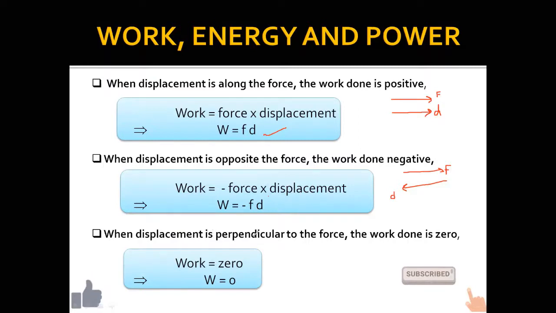Now one condition also comes here, that is when work done is zero. When work done is zero, when does this happen? When force and displacement are at 90 degree. Okay, when force and displacement are perpendicular to each other, in that condition the work done will be zero.